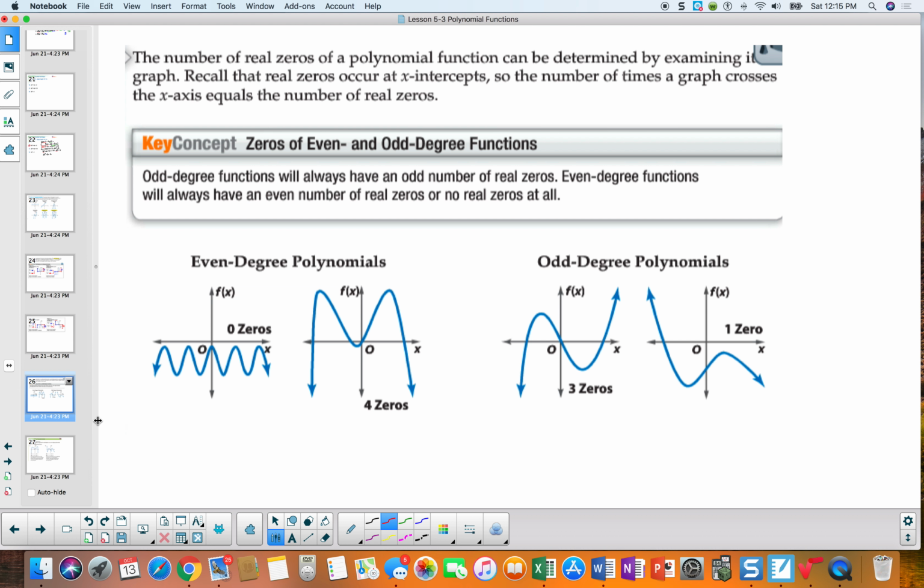All right, so odd degree functions will have an odd number of real zeros: 1, 2, 3, or 1. Even degree functions will always have an even number of real zeros, and zero is also possible. So here's an even function, and notice it has 0 real zeros, and here's one that has 4.